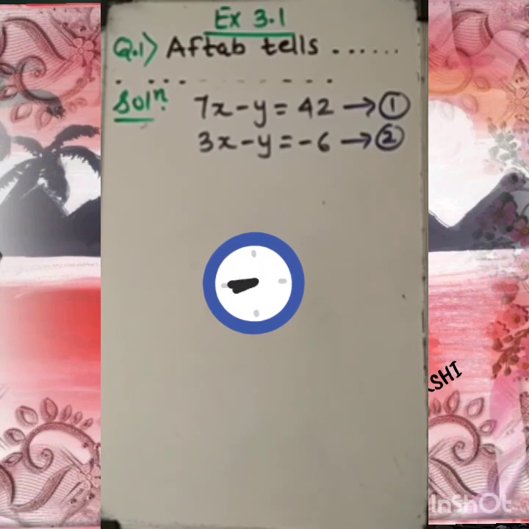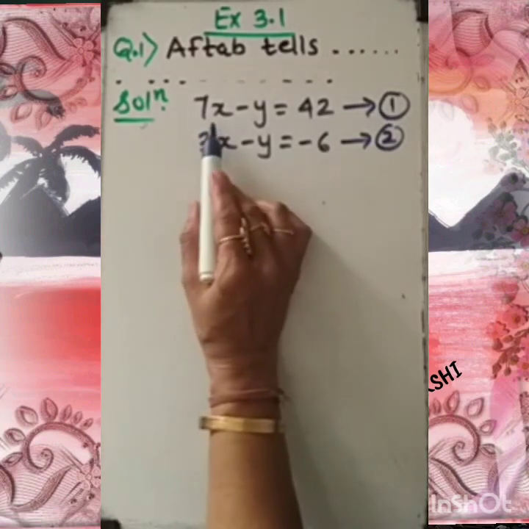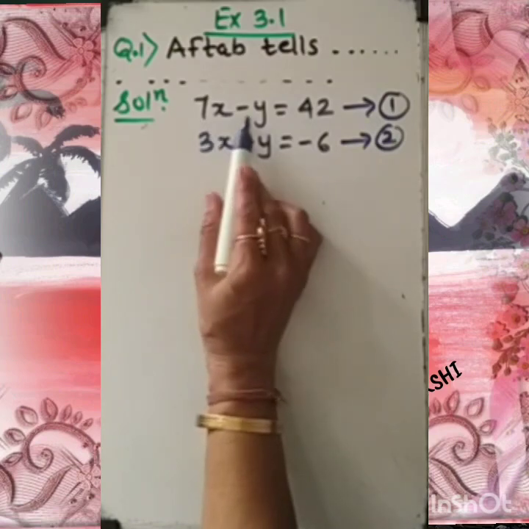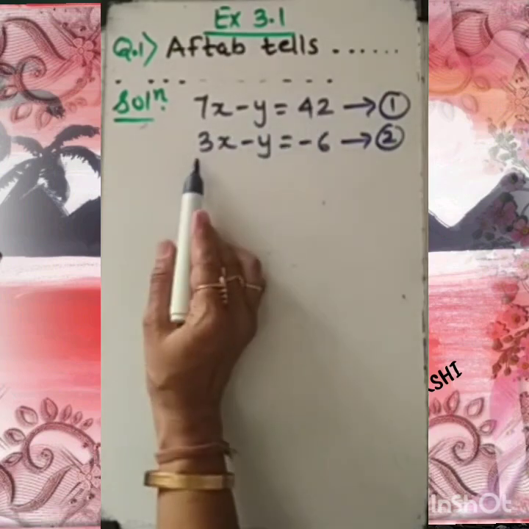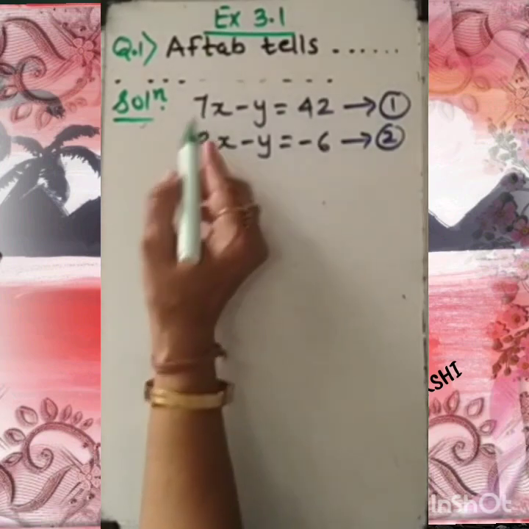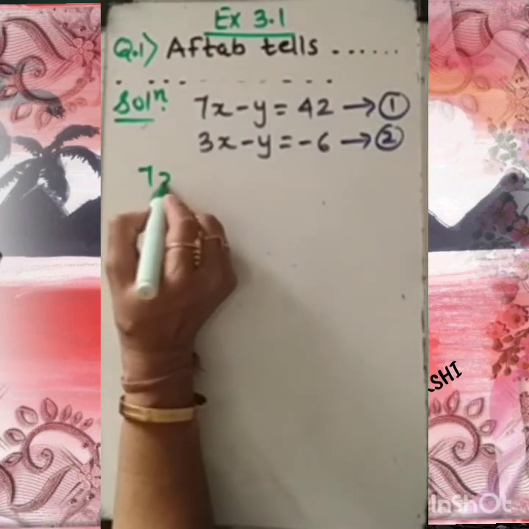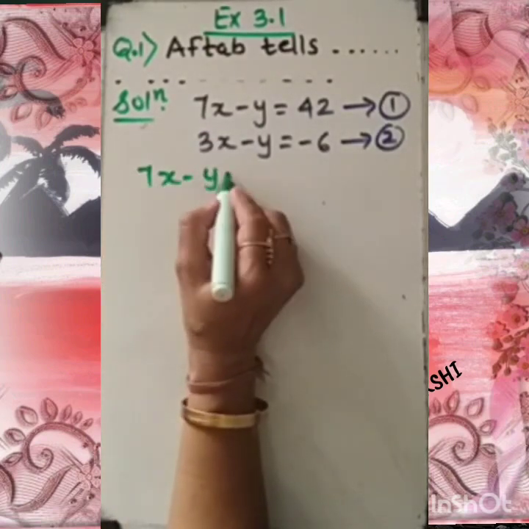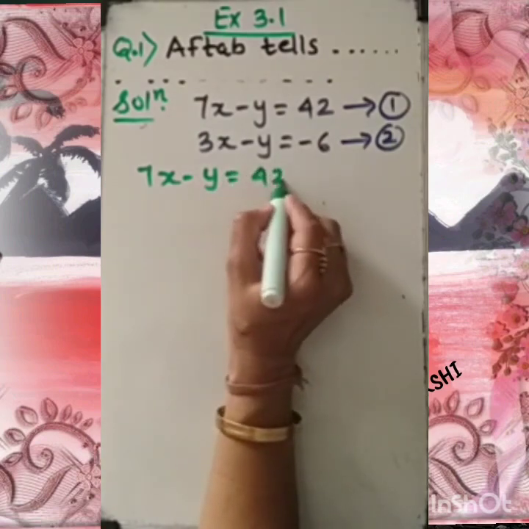So dear student, here you can see on your screen, finally we are having two equations, 7x minus y equal to 42 and 3x minus y equal to minus 6. So first of all I would like to take the first equation. Let's work out on the first equation. What we are going to do for that? 7x minus y equal to 42.